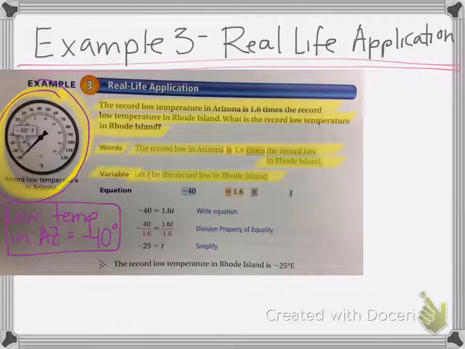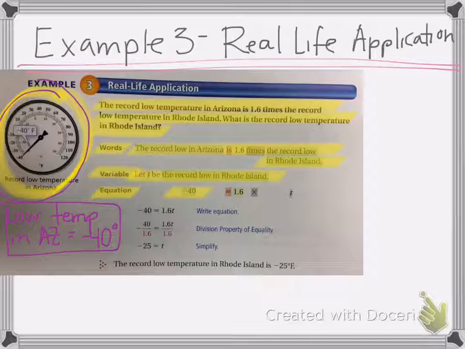It says the record low in Arizona is 1.6 times the record low in Rhode Island. Well, we have all the pieces and we just have to put them together. Write equation. You're essentially writing it all, but I'm doing it step by step. Let T be the record low in Rhode Island. Okay, so it says the record low in Arizona. We know that it's negative 40, so write negative 40 is, remember, we're reading the words that we wrote and we are, check it out.